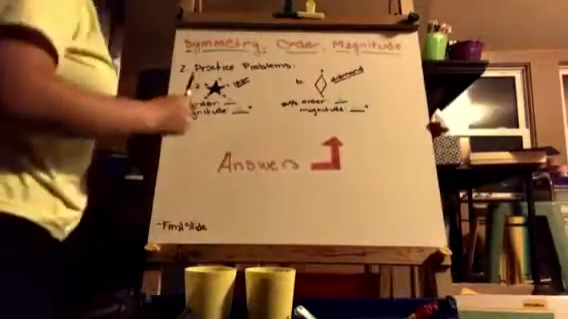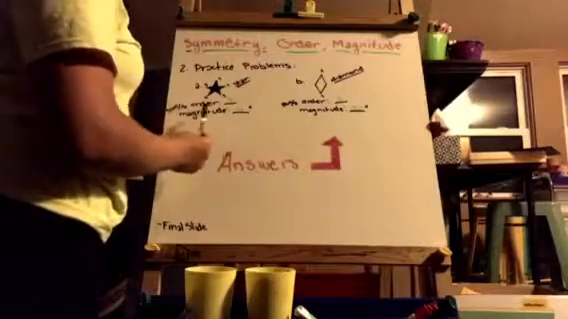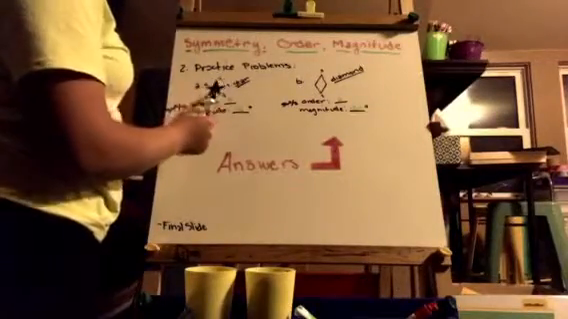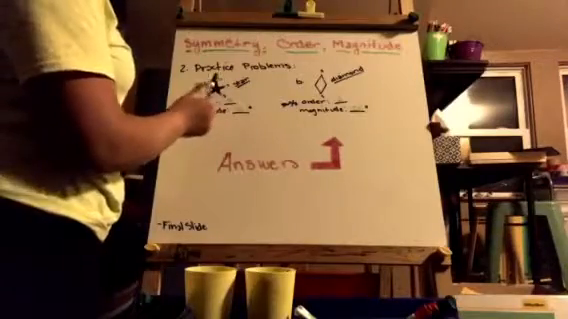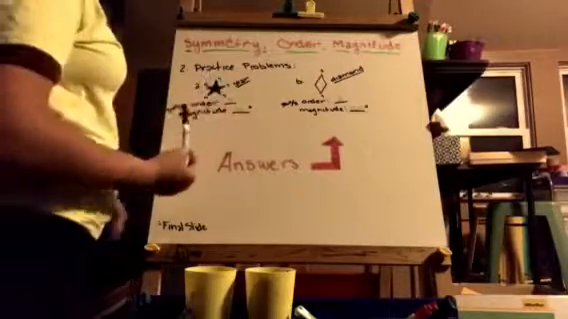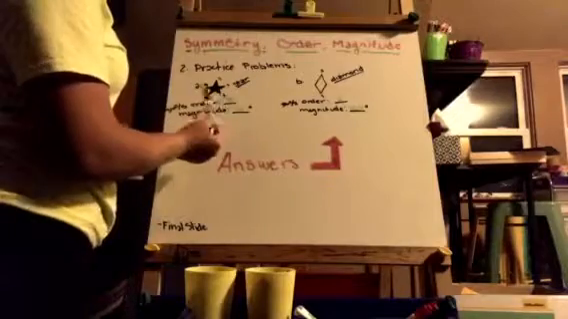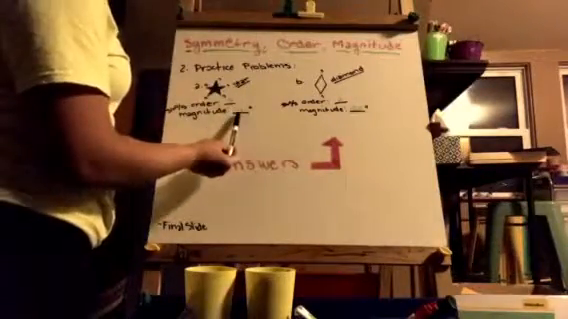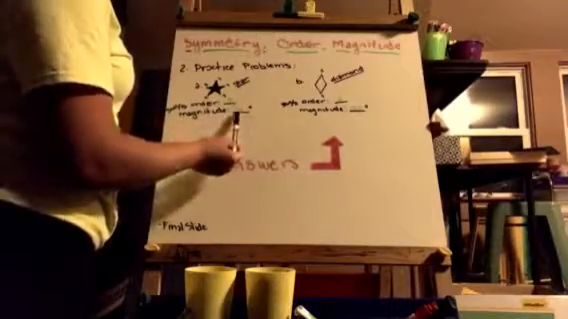So for the answer for letter A, for the star, the order is 5 because there are 1, 2, 3, 4, 5 sides. So it would take 5 turns to get back to the genesis or the original spot. And then the magnitude, because the order is 5, you would do 360 divided by 5, which comes out to 72 degrees. So the order is 5 and the magnitude is 72.